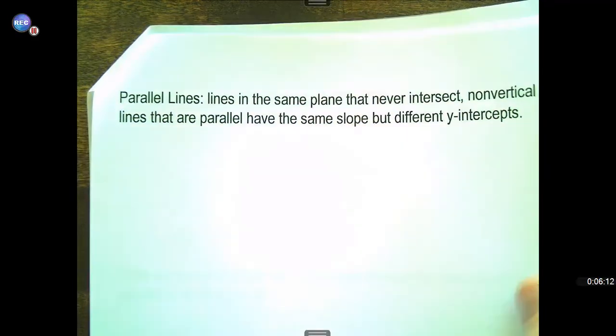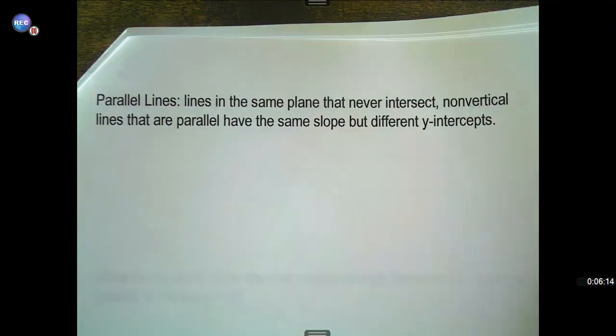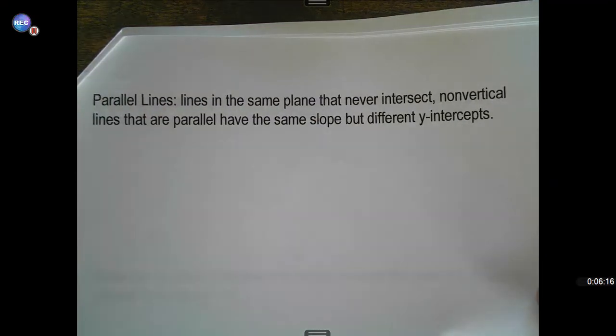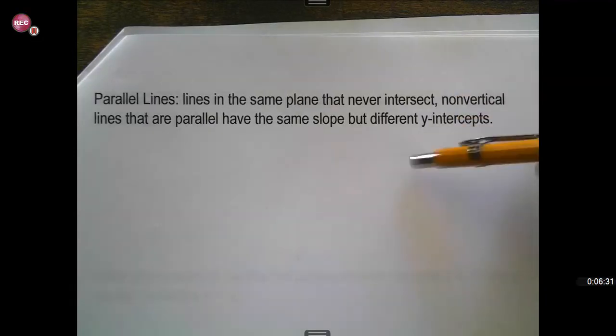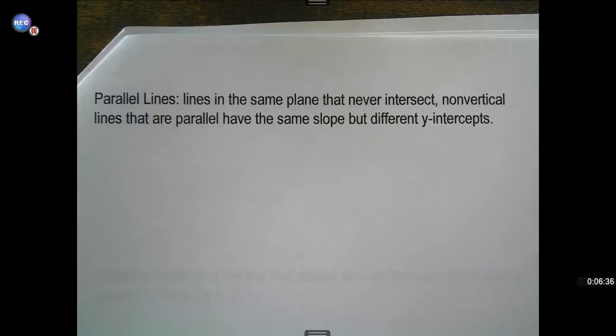So parallel lines are lines in the same plane that never intersect. They're non-vertical lines that are parallel and have the same slope, but different y-intercepts. And eventually we'll get to the point where, well, what happens if they have the same y-intercept? But that's going to be a couple of topics away. So parallel lines in the same plane that never intersect. They're not vertical, and we say they have the same slope.